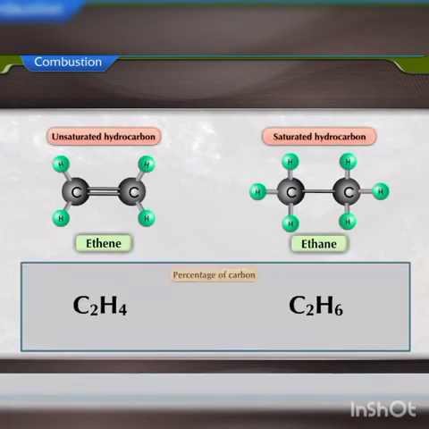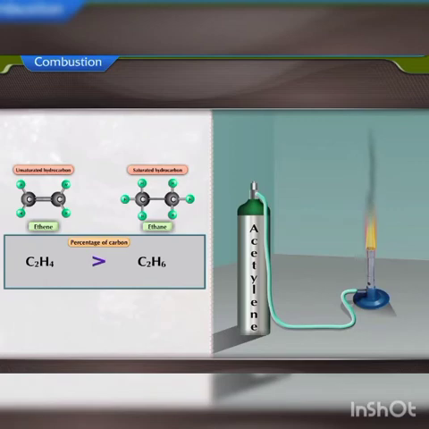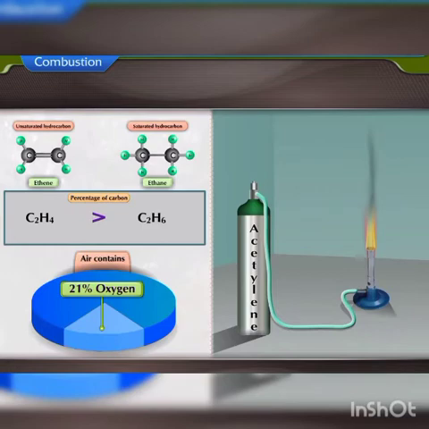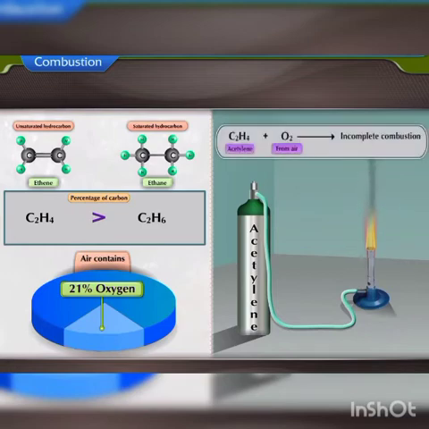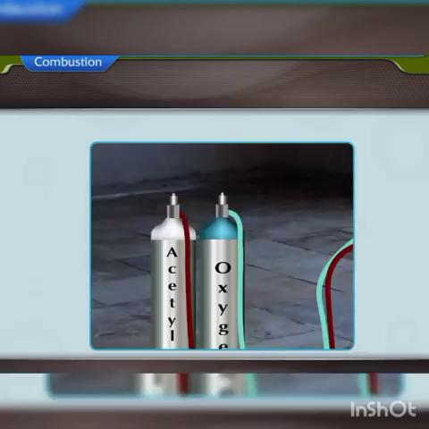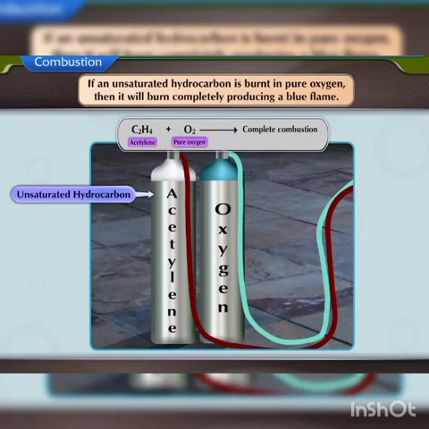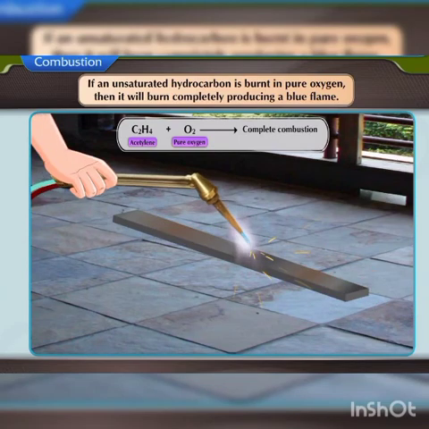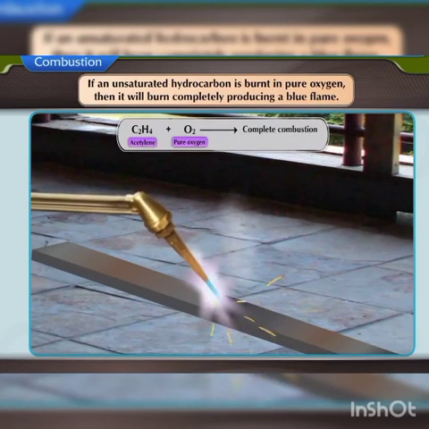This is because the percentage of carbon in unsaturated hydrocarbons is comparatively higher than in alkanes, which does not get oxidized completely in the oxygen of the air. The air contains only about 21% of oxygen in it, which is not sufficient for the complete combustion of unsaturated hydrocarbons. If an unsaturated hydrocarbon is burnt in pure oxygen, then it will burn completely, producing a blue flame. Let us understand this more clearly with an example.